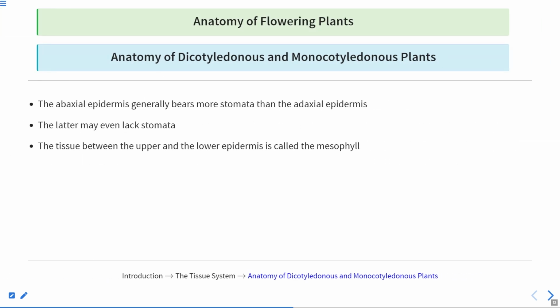The abaxial epidermis generally bears more stomata than the adaxial epidermis, and you all know that stomata are a modification of the epidermal tissue only. The latter may even lack stomata. Sometimes the lower epidermis does not have any stomata. The tissue between the upper and the lower epidermis is called the mesophyll tissue. If you see the tissue present between the upper epidermis and the lower epidermis, it is called the mesophyll tissue.